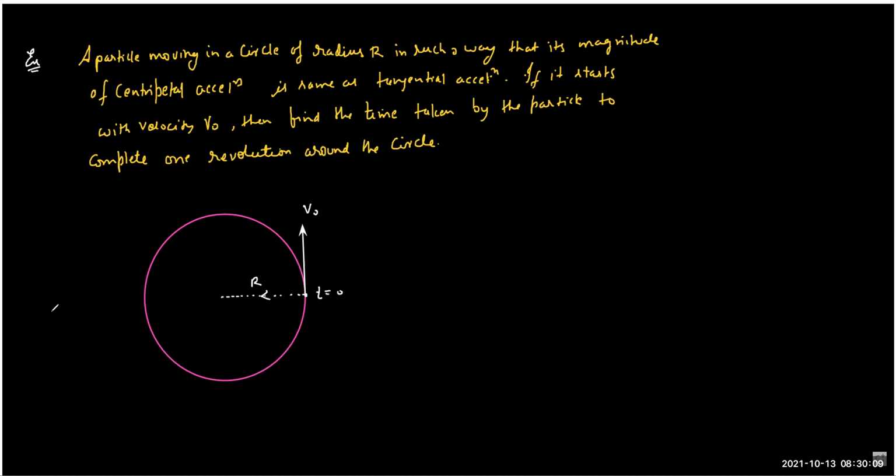Sir, alpha would be 45 degree if they are same. Yes, so you have to equate the formula, then you have to proceed. So there are many ways to do this. Look at this. What it says is that the value of centripetal acceleration is same as tangential. So I'm writing AT equals to AC.